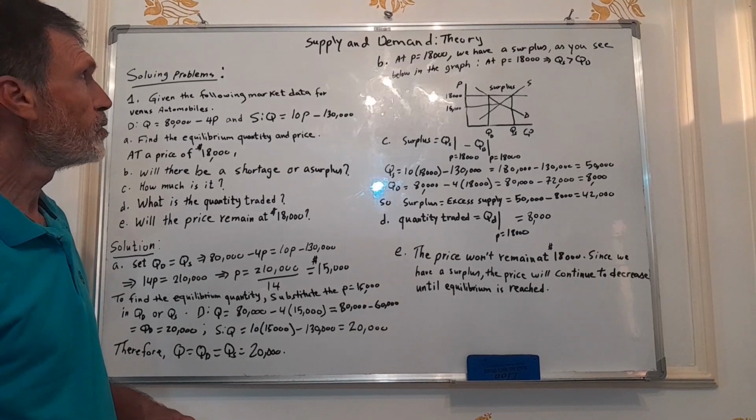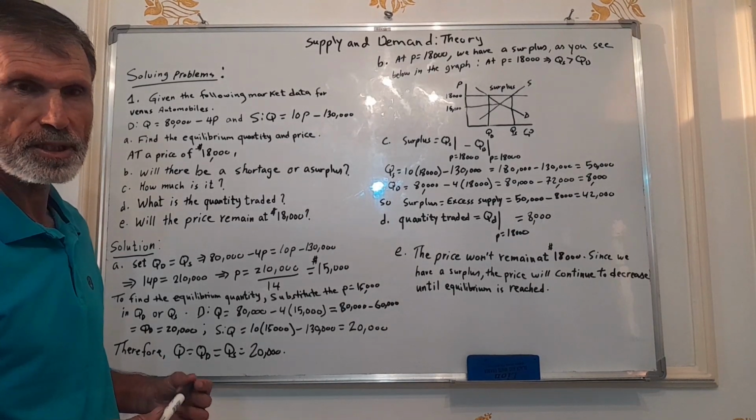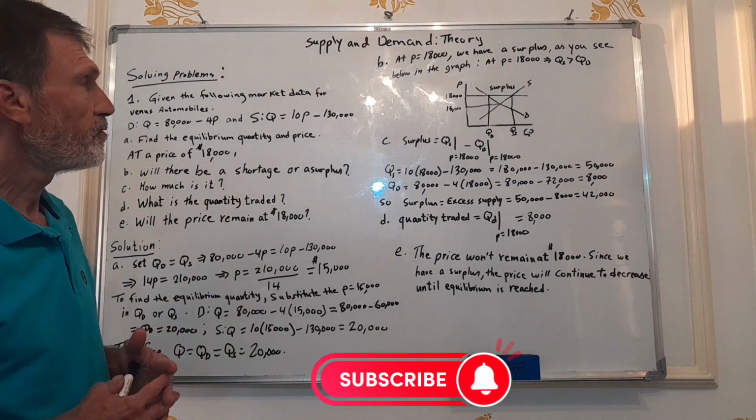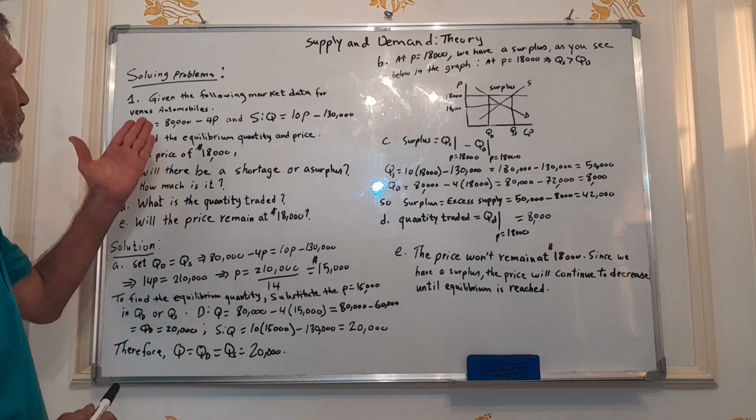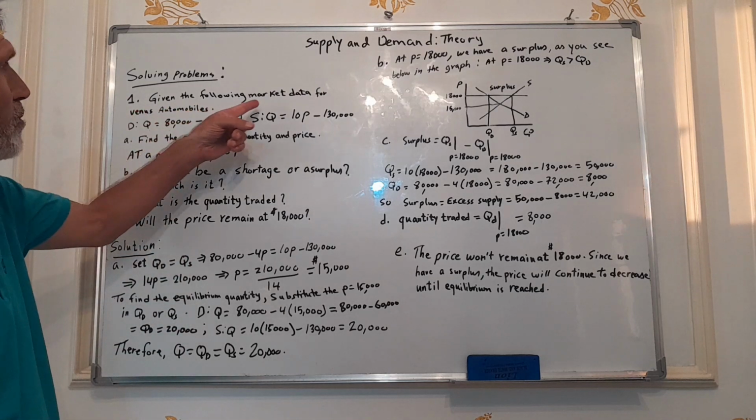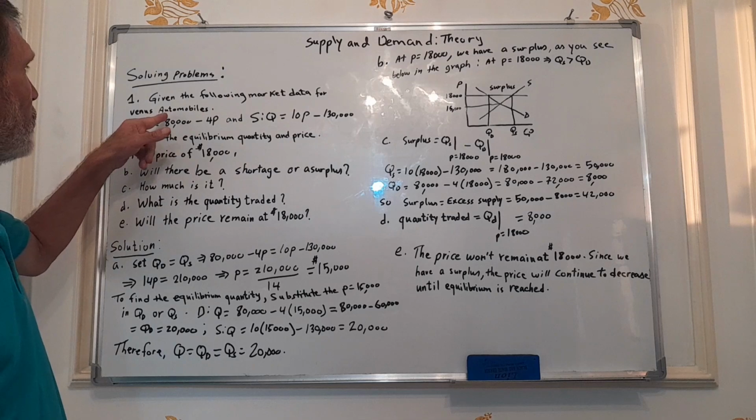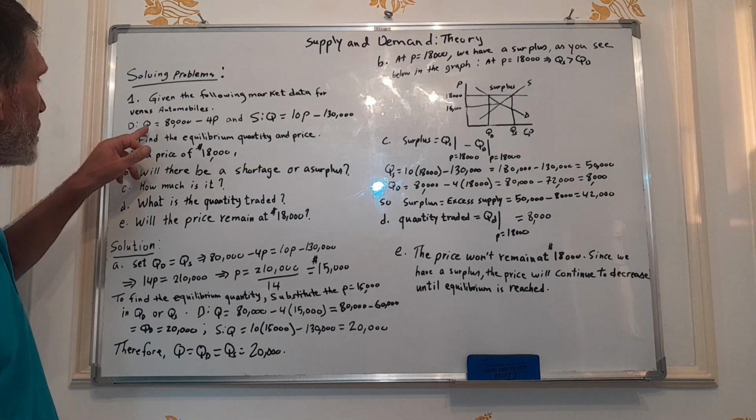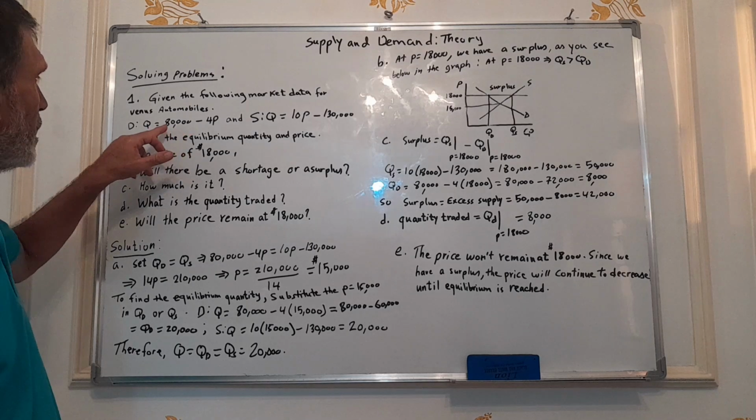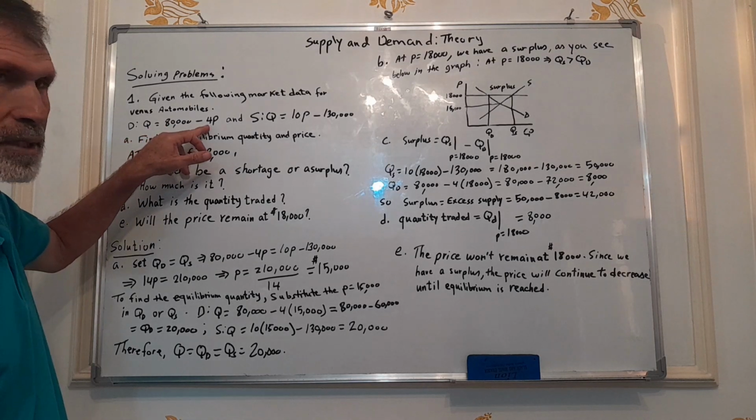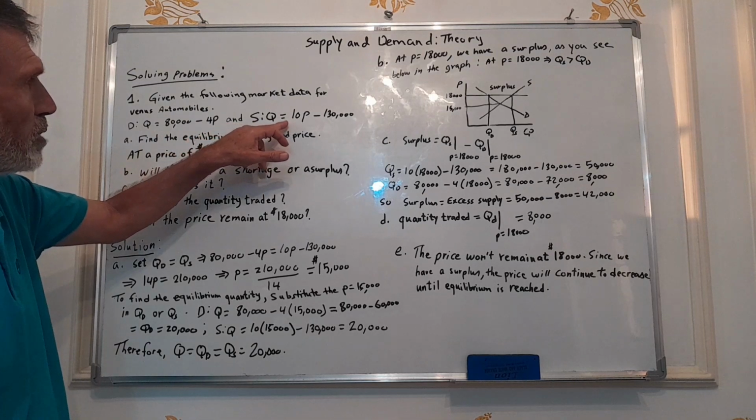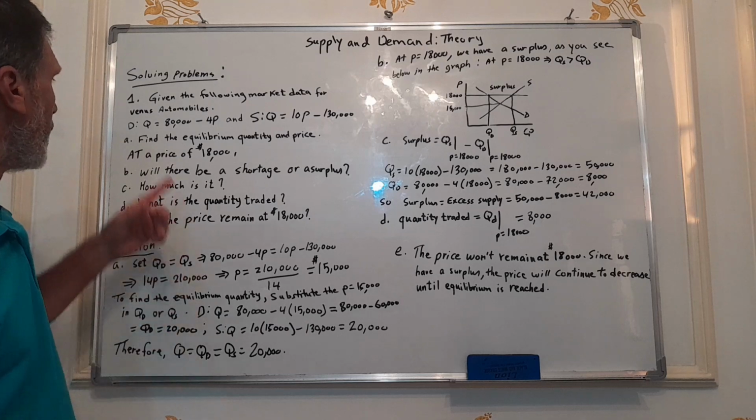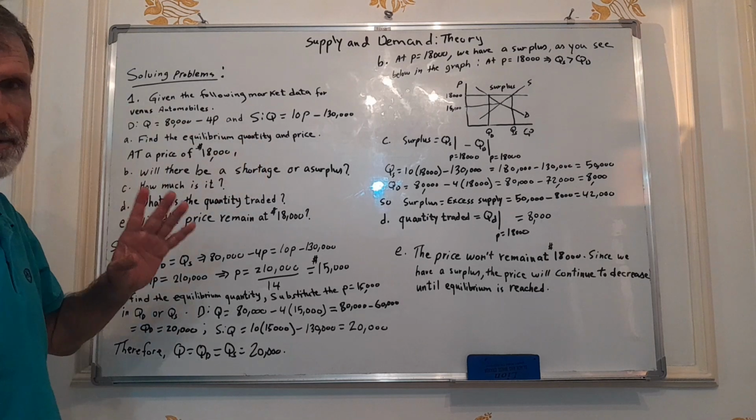Okay, now we move to solving problems in the chapter of supply and demand theory. The first problem, problem number one: given the following market data for Venus automobiles, the demand is given by this formula, 80,000 minus 4P, and the supply is given by this formula, 10P minus 130,000. Find the equilibrium quantity and the price.